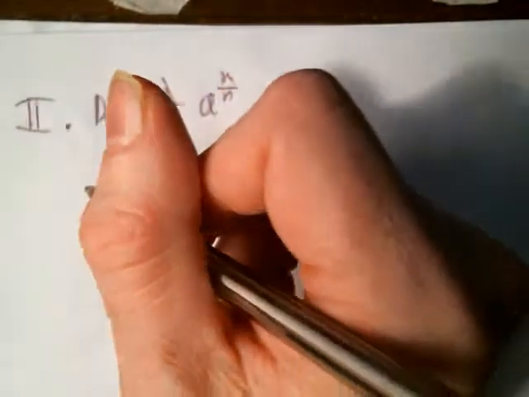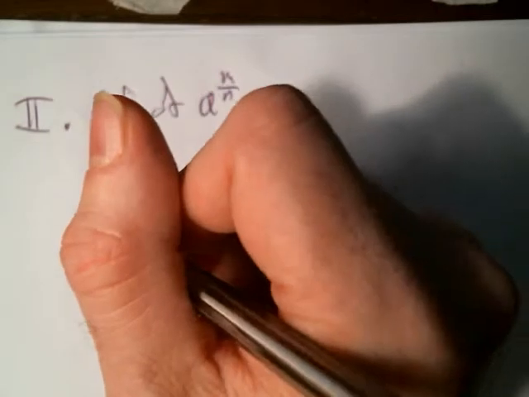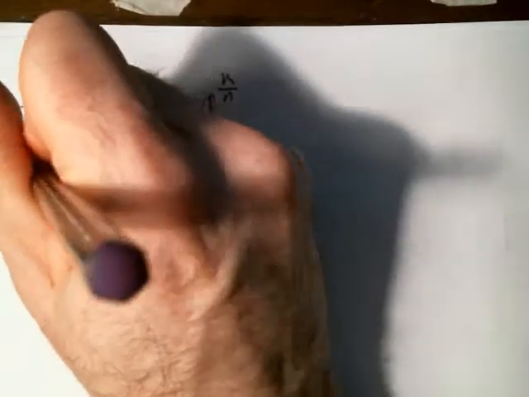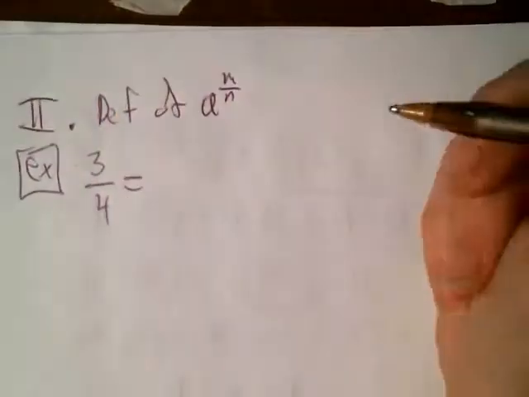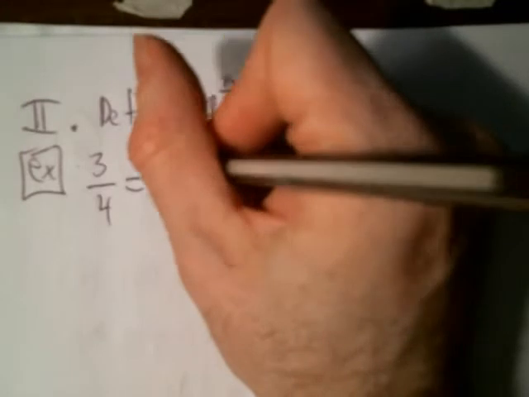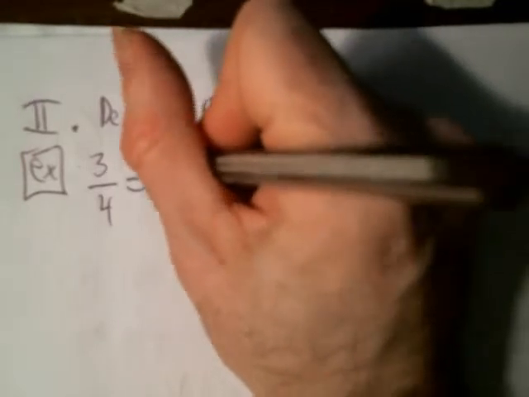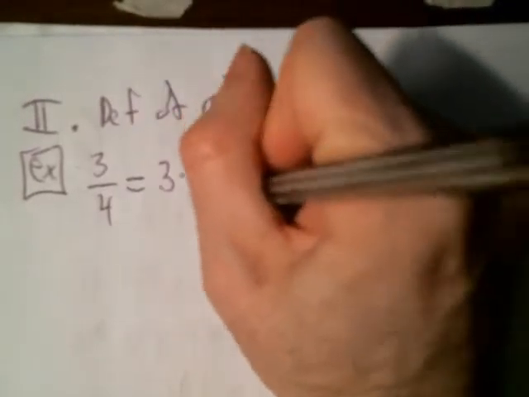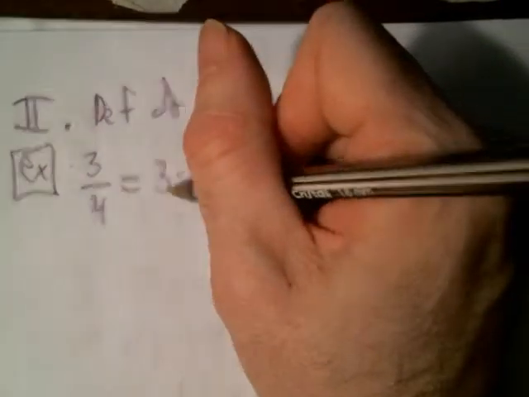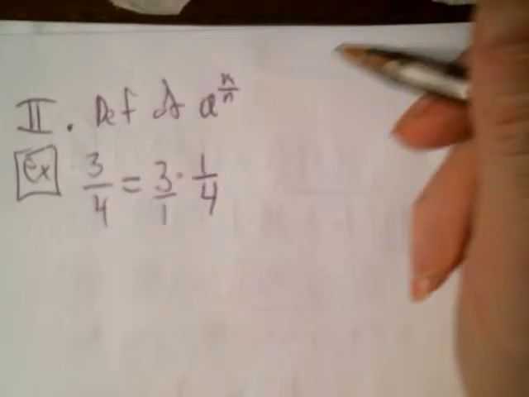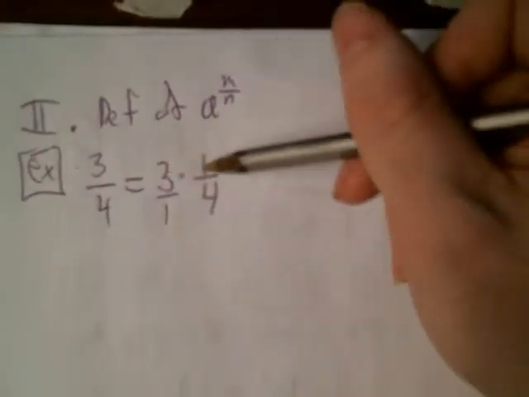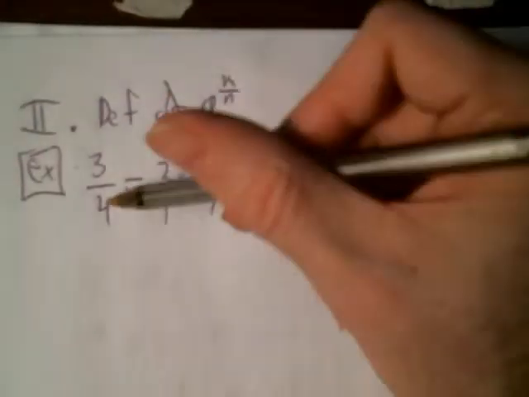So the deal is you can separate a fraction. For example, if I had 3/4, I could rewrite 3/4 as 3 times 1/4. Why can I do that? Well, 3 is the same as 3/1. And then if you multiply 3 times 1, you get 3, and then 1 times 4, you get 4.